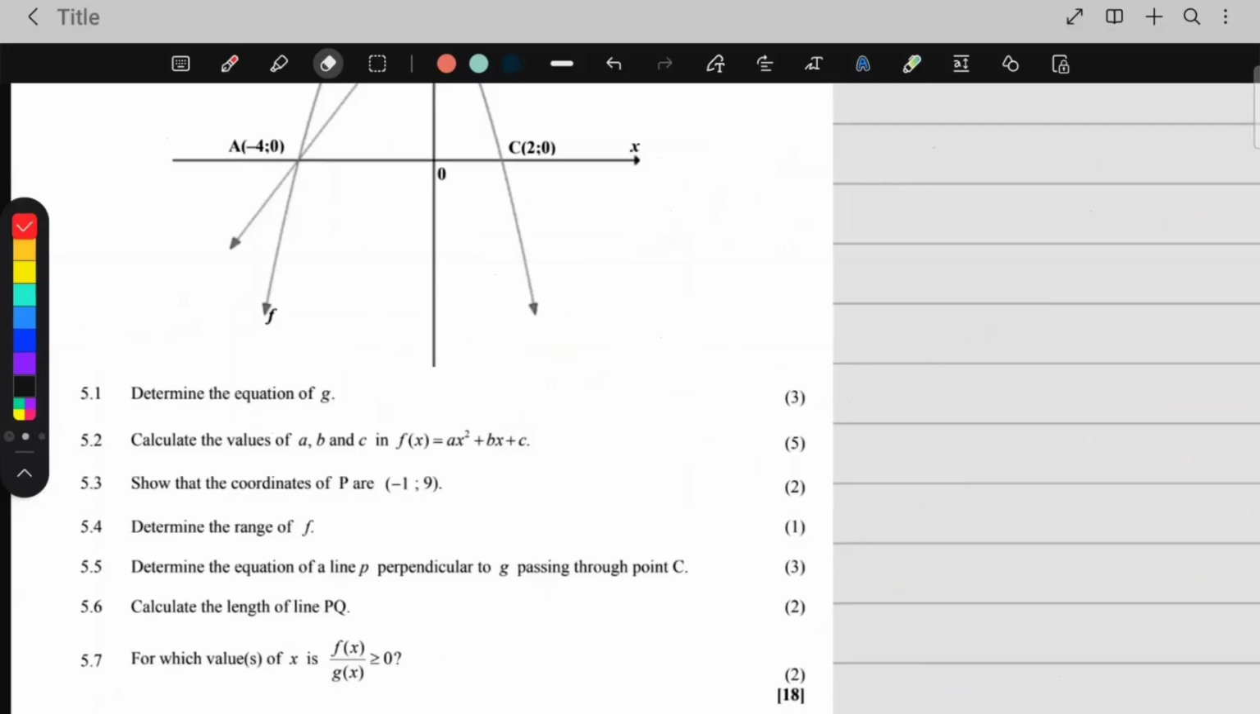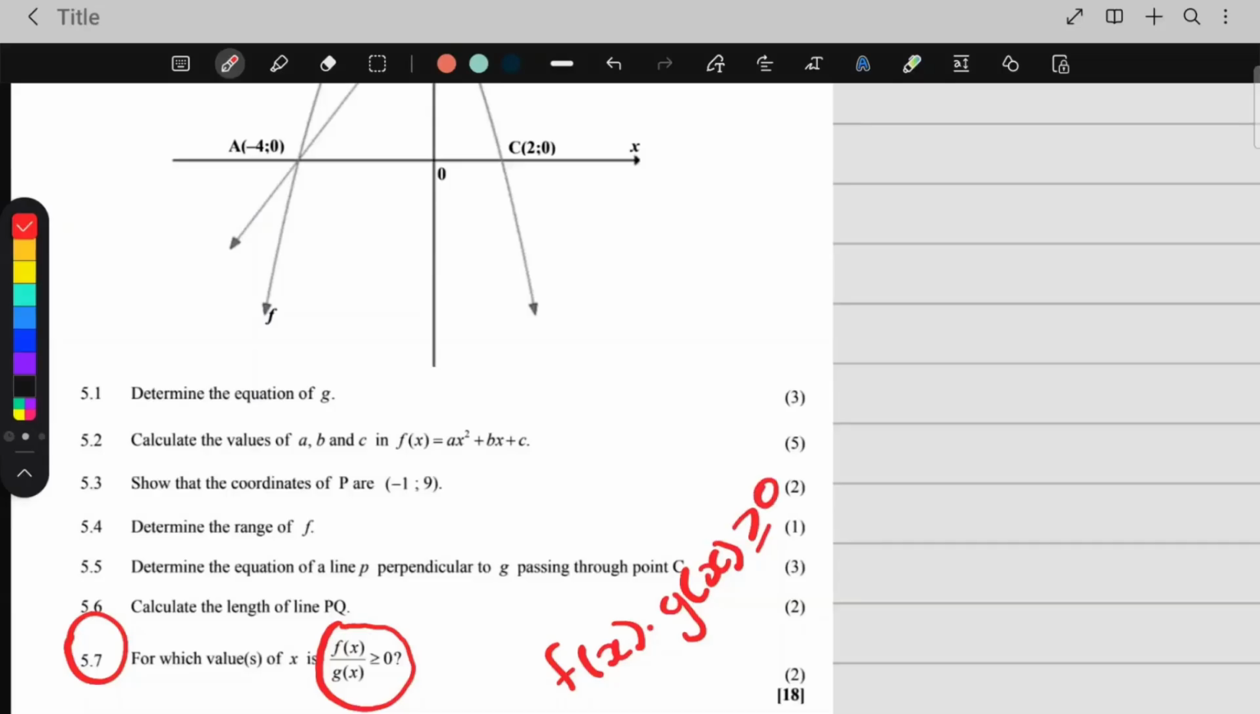Okay, grade 11s, let's look at our last question. Our last question is 5.7 and it says, for which values of x is f of x over g of x greater than 0? So there's our question. Okay, so this question is similar to this question. So let's say you get a question like this. These two questions mean the same thing. So these two questions will have the same answer. If your question doesn't look like this in the exam, but it has a times, it's actually the same question. Let me help you answer this question.